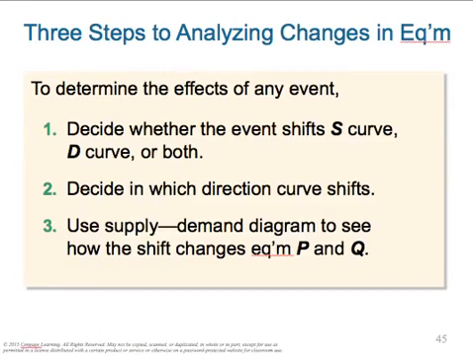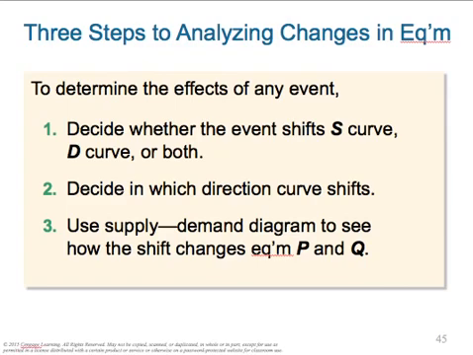So 3 steps to analyzing changes in equilibrium. To determine the effects of any event, there are 3 steps. You can decide whether the event shifts the supply curve, demand curve, or both. Step 1 requires knowing all the things that can shift demand and supply, like the non-price determinants of demand and supply. So that can get a little convoluted, but by the end of this course, you'll be very good at it.